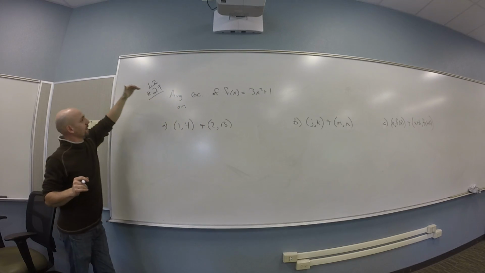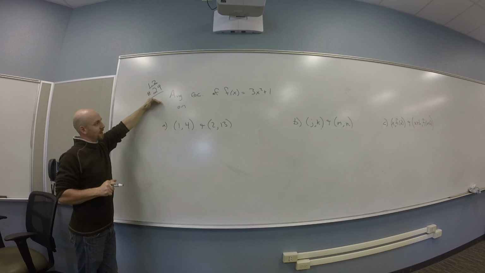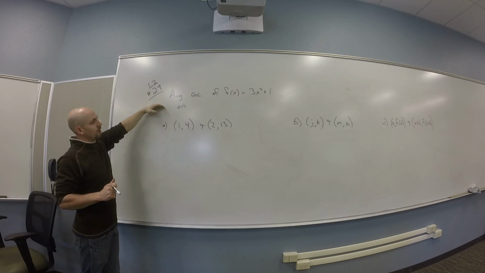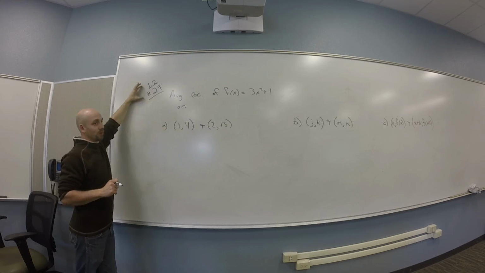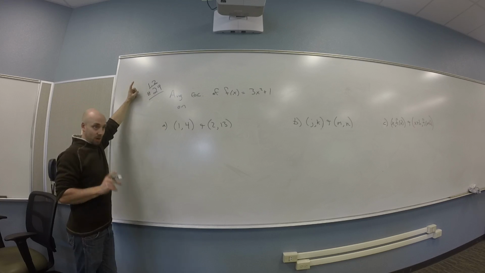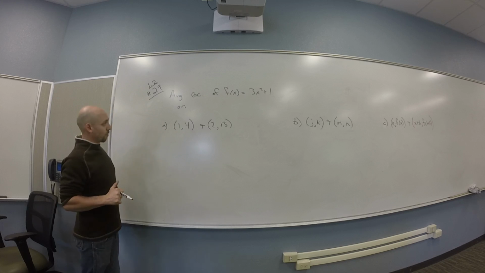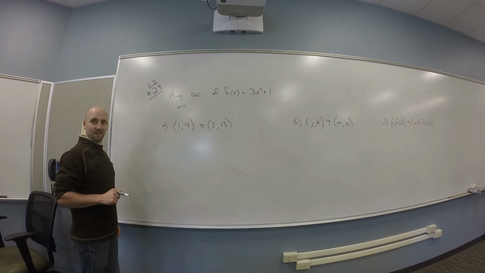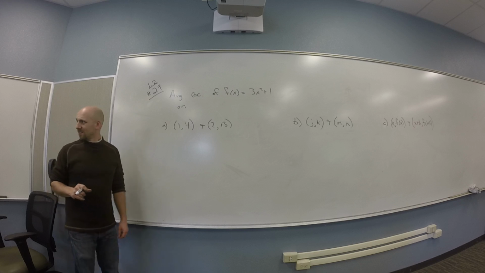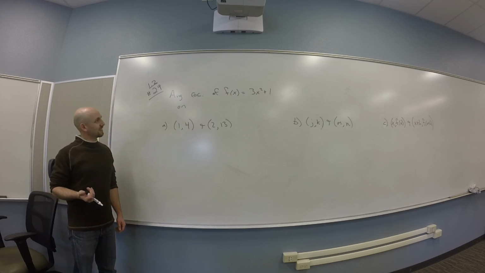So I want to find the average rate of change of f of x equals 3x squared plus 1 on a couple different intervals for number 29 and 1.2. So first things first, my first interval is (1, 4) to (2, 13). That's not even an interval. What is that? Coordinates. Yeah, that's 2 points, right? It doesn't even make sense. Right?